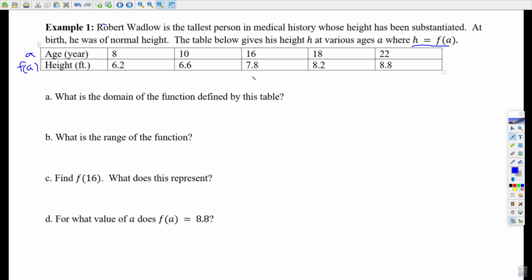So what is the domain of the function defined by this table? So this goes back to domain and range. When you have a table, you just write out all the numbers for the domain, which is the x values. Now looking at this, you may not know what the x and what the y values are, but like we said before, when you have f of a, that's always your y. Whatever's inside is your x, so this is your x value. So going across the top, 8, 10, 16, 18, 22, those are the values for your domain.